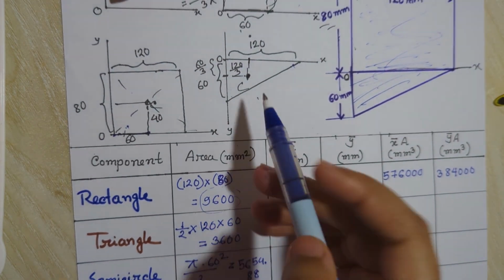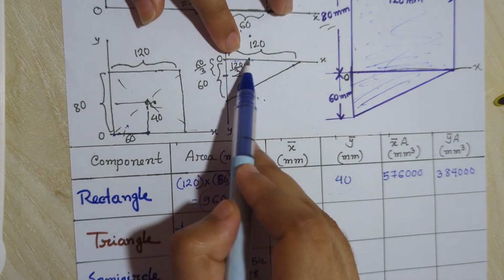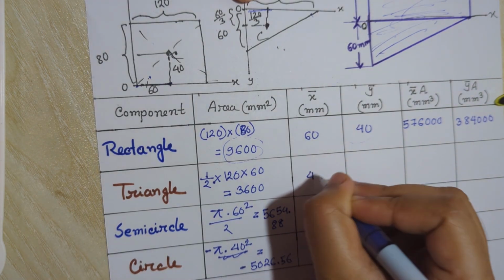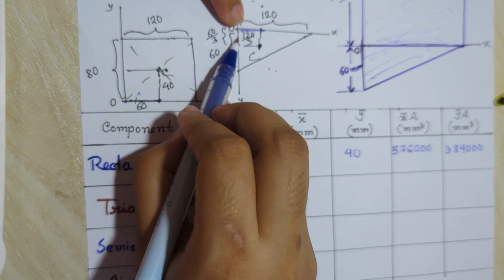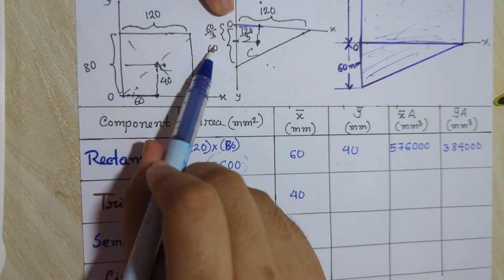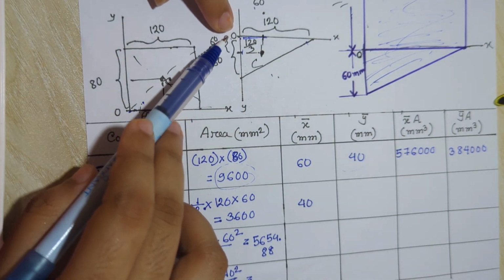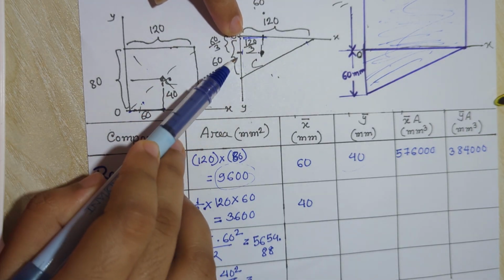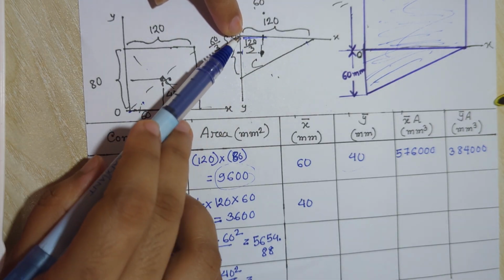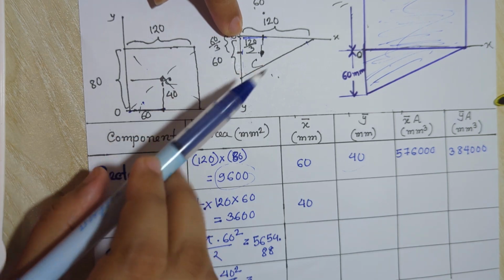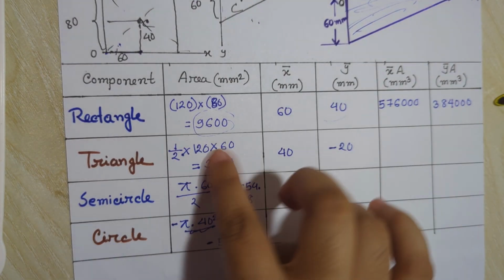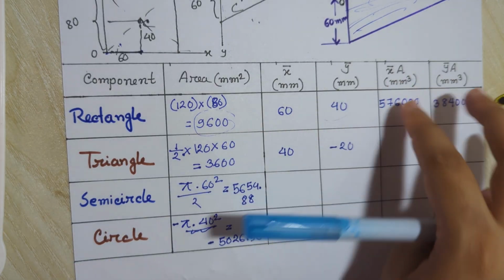And for this triangle, our x bar will be 120 divided by 3, means 40. And this portion y bar will be 60 divided by 3. But look, this is our origin O, and we go lower at our y-axis, so we have to use a minus sign to understand that it is in the lower portion. So here we will use minus 20 millimeter, and we will multiply in the same way.